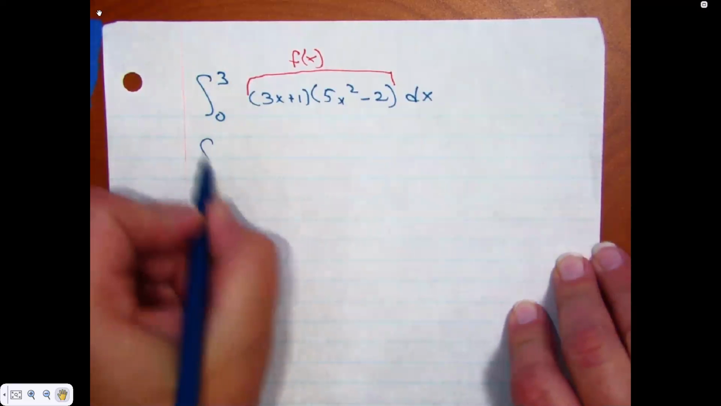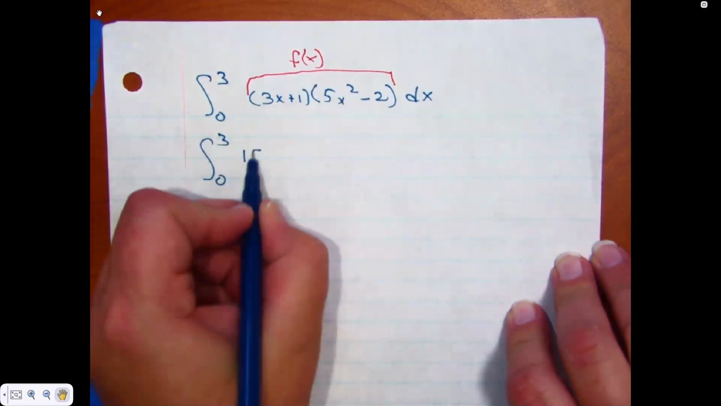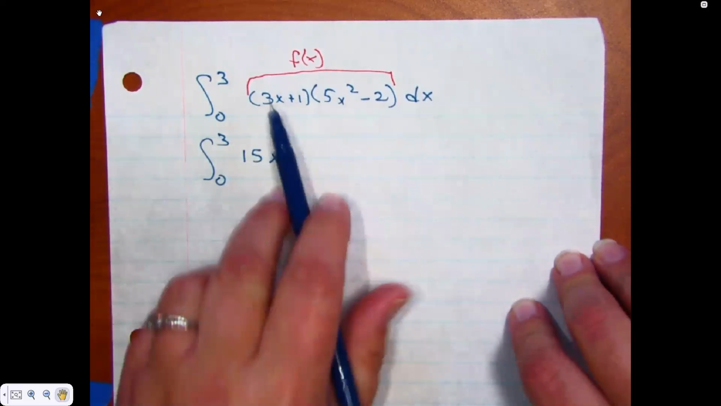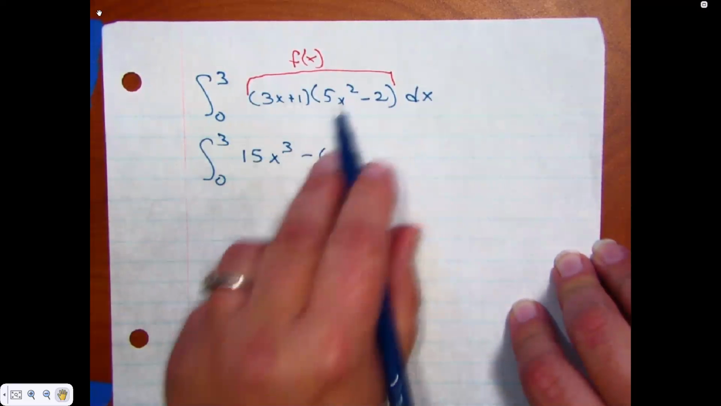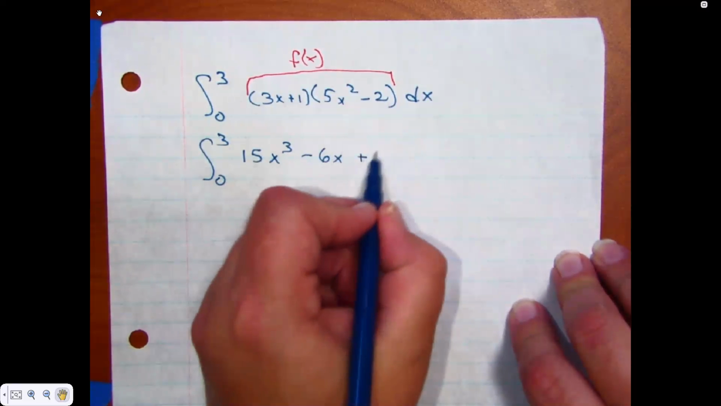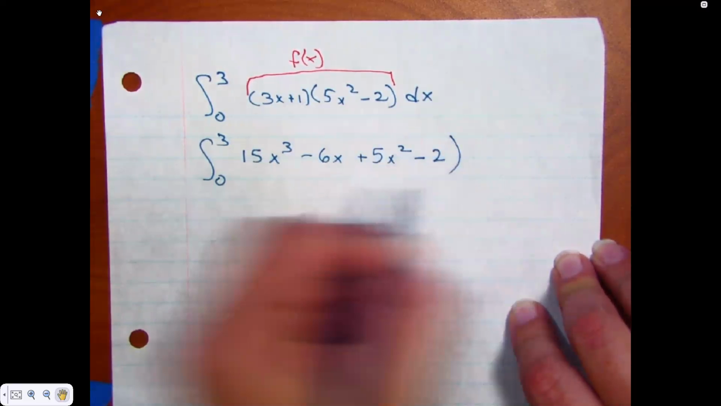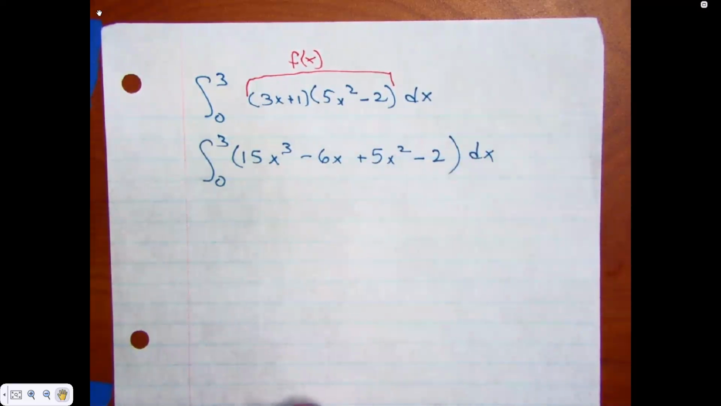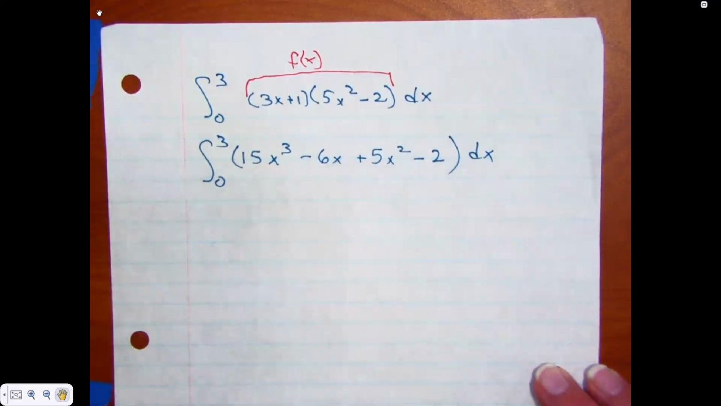All right, so let's go from 0 to 3. This is going to be 15x to the third, add those exponents, minus 6x. Inside gives us 5x squared, and then last, negative 2. And then technically times our dx. You could rearrange it if you like. There are no like terms, so we could just go ahead and integrate.